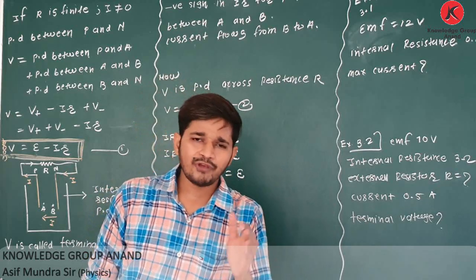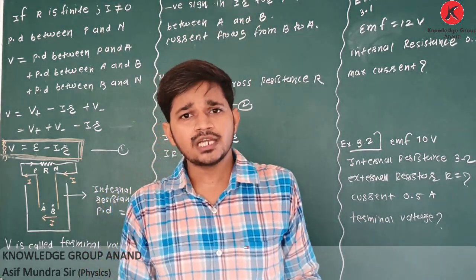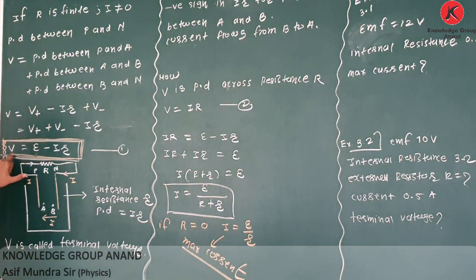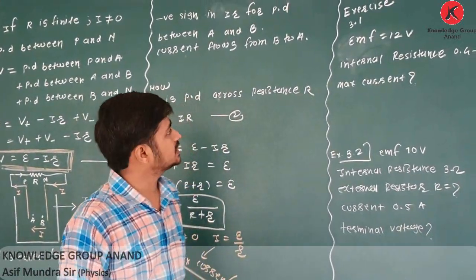It is one type of energy per unit charge. Voltage, potential difference. So, V is terminal voltage, E is EMF, I is the current flowing in the circuit, r is the internal resistance of the cell, and external resistance is indicated by capital R. Clear about this? Now we will see some questions based on EMF and internal resistance.